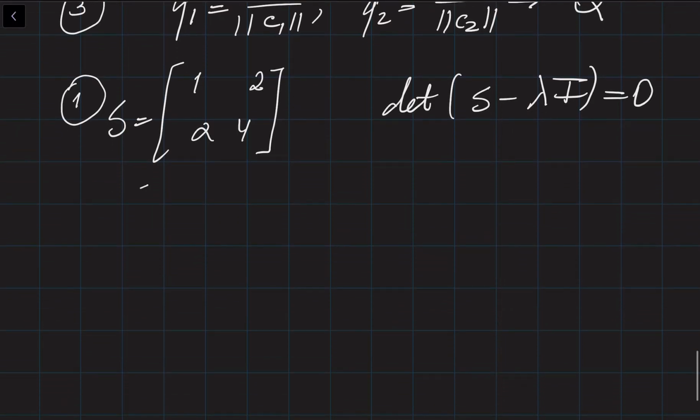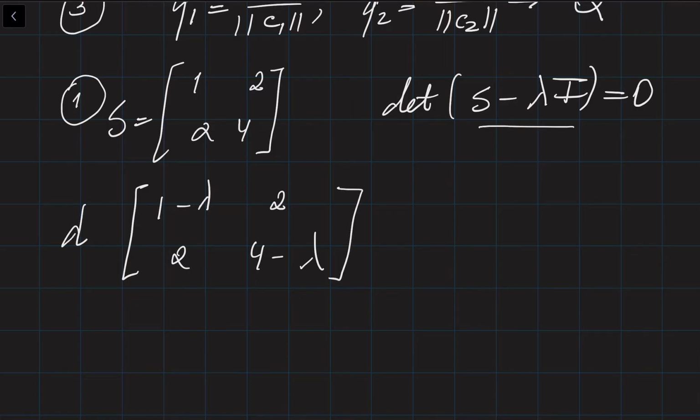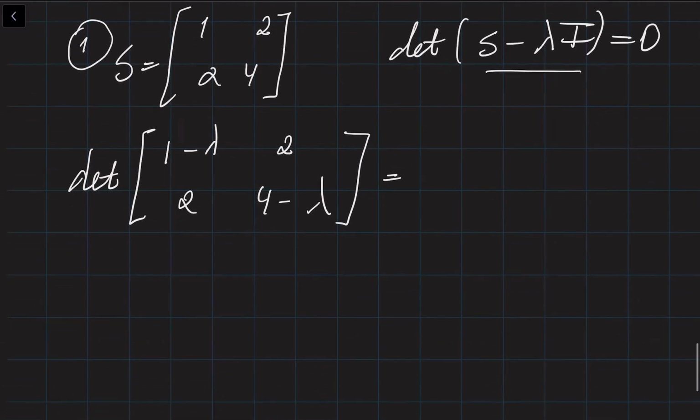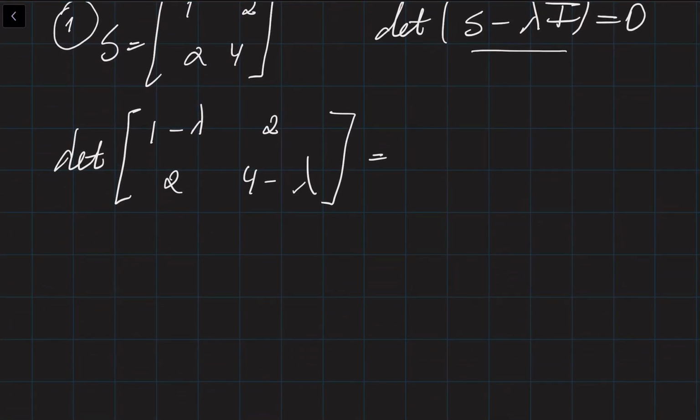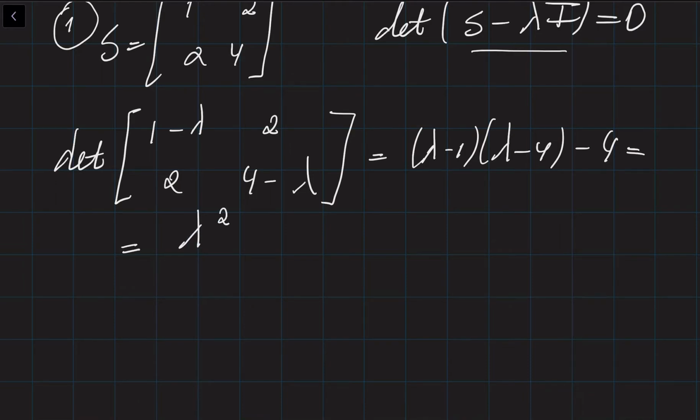So let's do this. It's going to be 1 minus lambda, 2, 2, 4 minus lambda. Please note that this is the S minus lambda I matrix. We have to find its determinant and equate it to 0. If you find the determinant, it's going to be (lambda minus 1) times (lambda minus 4) minus 4. If you open the brackets up, it's going to be lambda squared minus 5 lambda plus 4 minus 4, equal to 0.